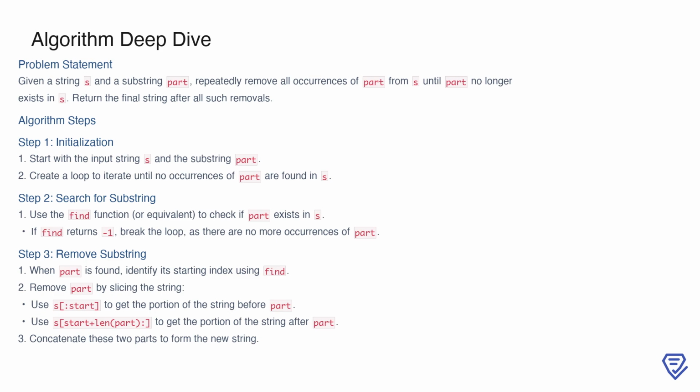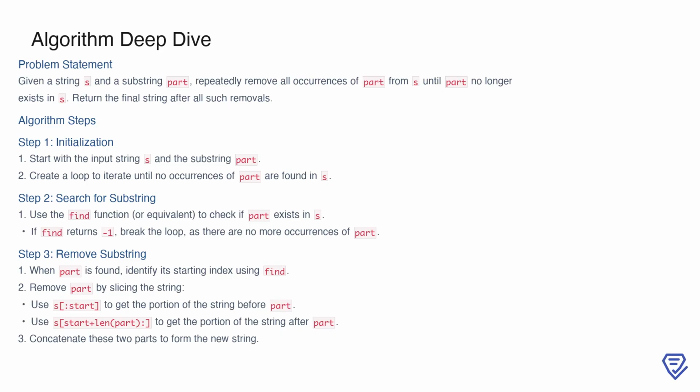First, we initialize the key variables, the input string S and the substring part. Then, we create a loop that continues as long as part can still be found in S. Within this loop, we use the find function to search for the starting index of part in S. If find returns -1, it means part is no longer present, and we exit the loop.